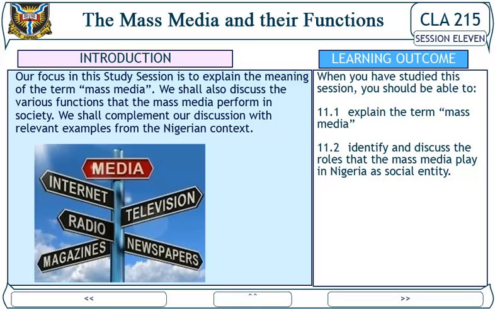Learning outcome. When you have studied this session, you should be able to: 1. Explain the term mass media. 2. Identify and discuss the roles that the mass media play in Nigeria as a social entity.